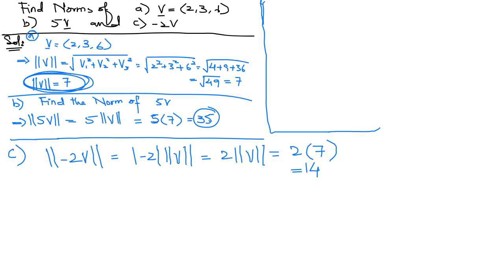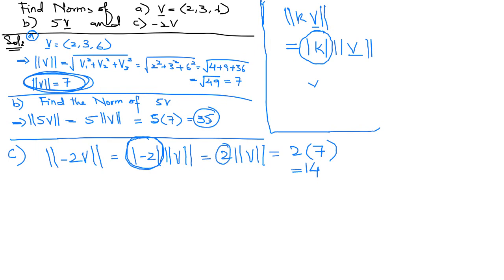So it means that whenever you have any number with the vector V, you write the mod of that number and the norm of the vector V. Mod means that if you have a negative sign, it becomes positive, and if you have a positive sign, it is automatically positive. That's why we take the mod of the negative 2, which is 2, and that gives you 14. Understand?